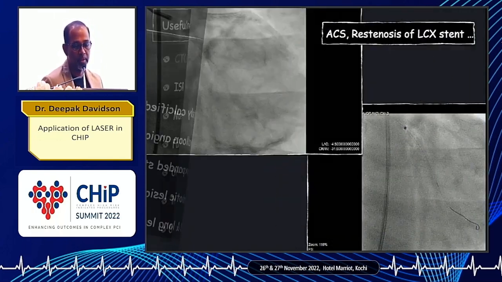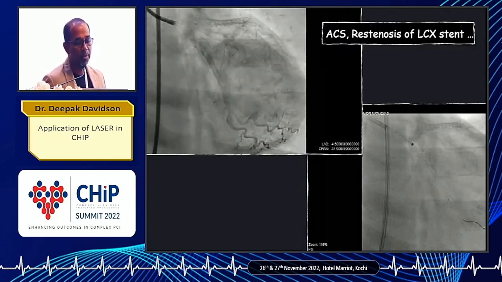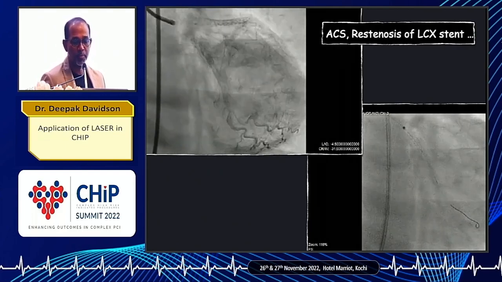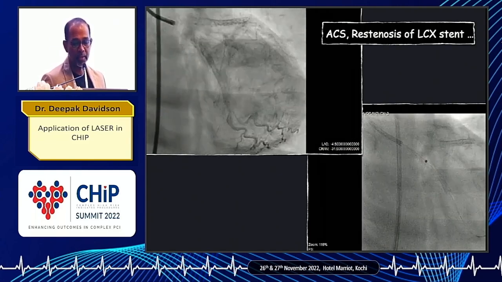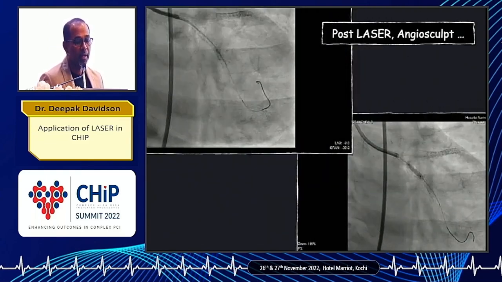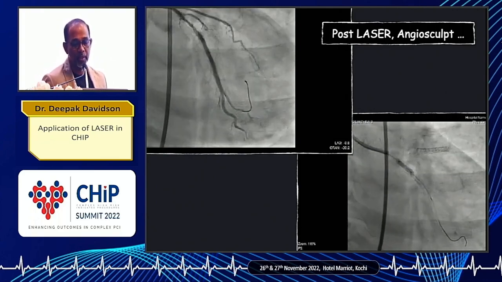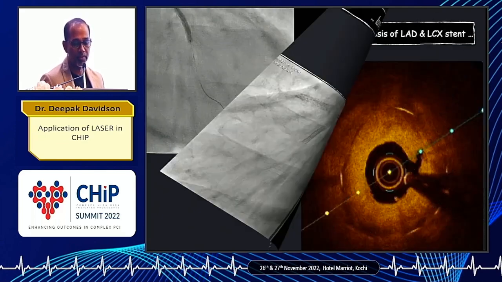Then coming to in-stent restenosis, this is a patient who had stenting to the LAD as well as the circumflex artery long ago, and presents with restenosis and an acute coronary syndrome. That's the second image. You could see the laser catheter going in, that's a 1.4 laser catheter, and following lasing as well as angiosculpt, you could see that the vessel is fully open. Then further stent deployment is done, and we could achieve a good result.